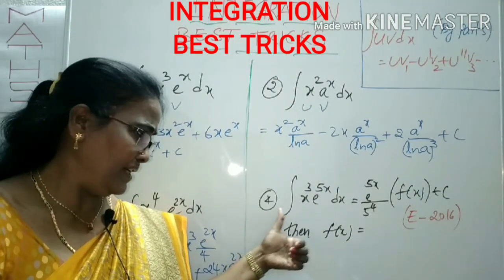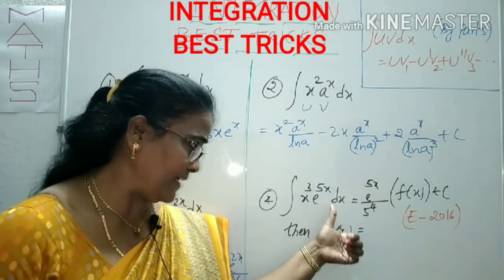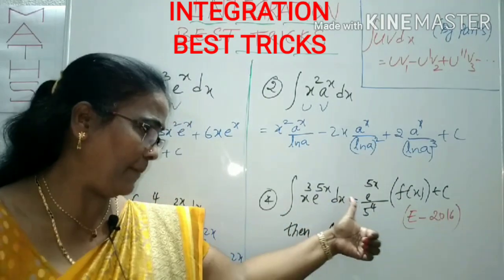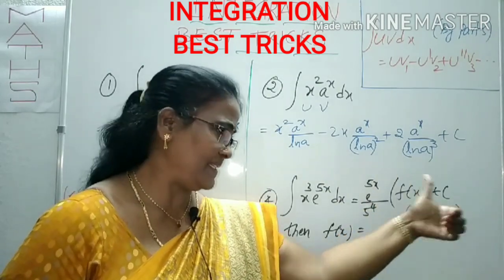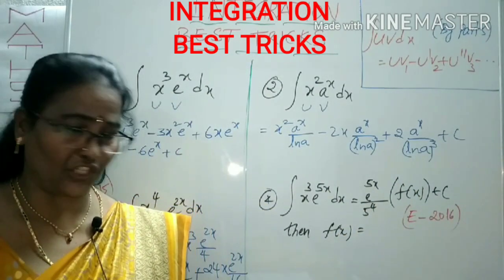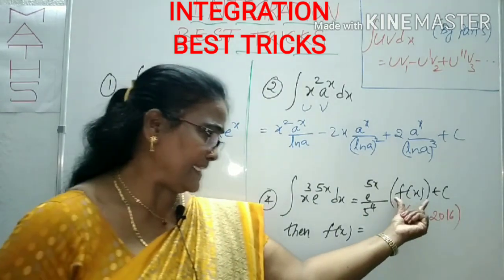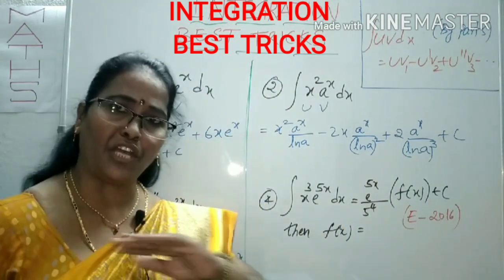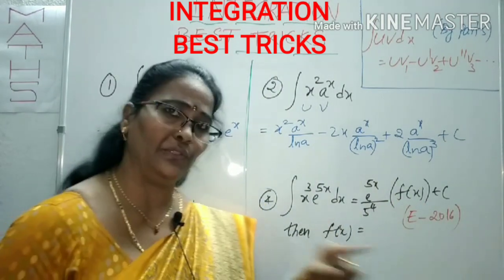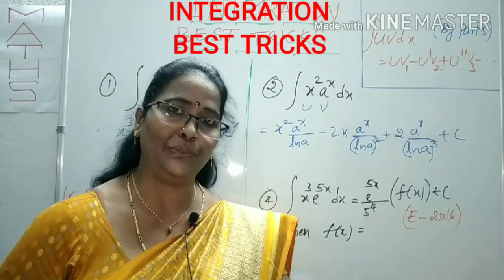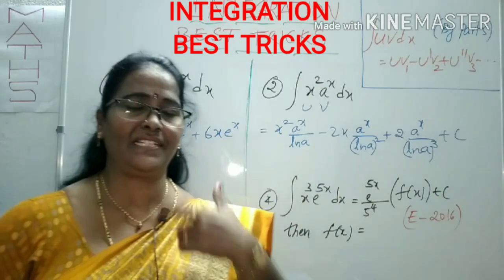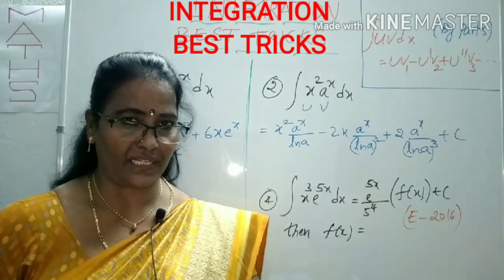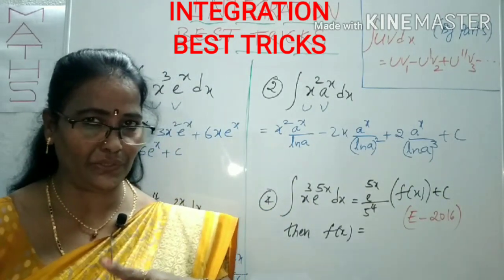As the fourth question, the integral of x cube e power 5x is given as e power 5x by 5 power 4 of f of x plus c, where c is the integral constant. Now he is asking for this function f(x). This I am not doing; I will give it to you for your work. Try to do it. You can mention your answer in the comment box. Definitely I will check it. Is your answer correct or not? You have to do it yourself.